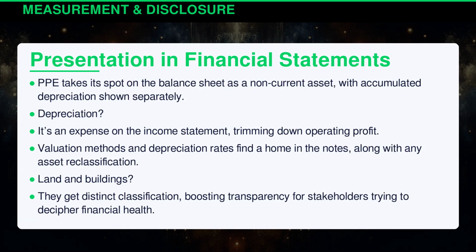PPE takes its spot on the balance sheet as a non-current asset, with accumulated depreciation shown separately. Depreciation? It's an expense on the income statement, trimming down operating profit. Valuation methods and depreciation rates find a home in the notes, along with any asset reclassification. Land and buildings? They get distinct classification, boosting transparency for stakeholders trying to decipher financial health.